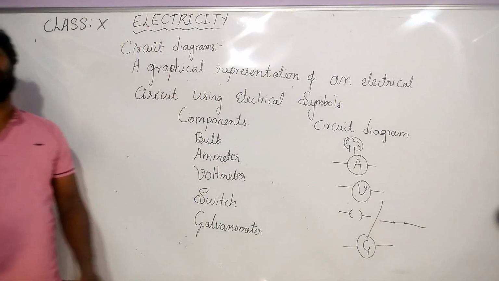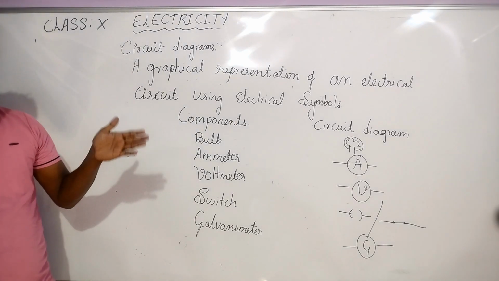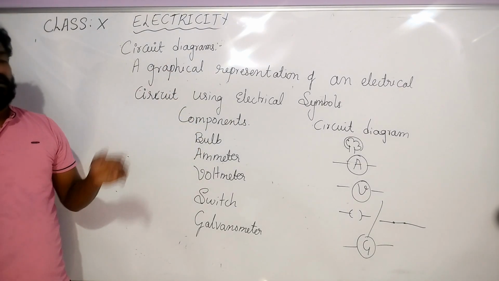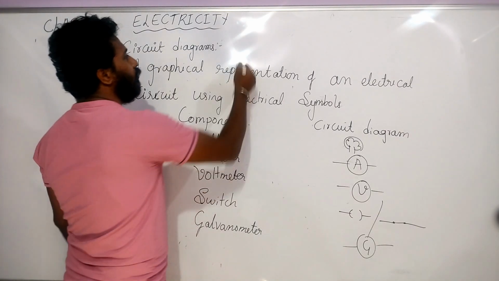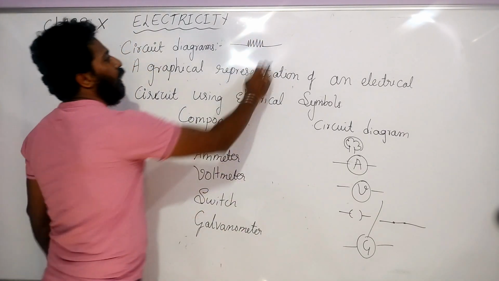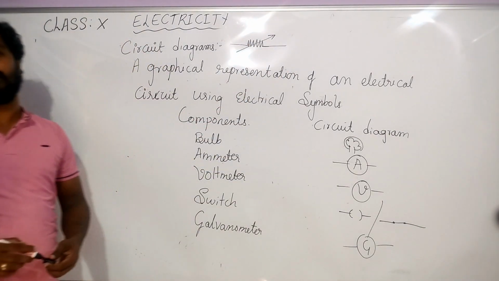Some more components are given here. You can see all these components in the textbook. And a resistor. A resistor is drawn like this. Variable resistors can be drawn like this; we give an arrow mark like this.